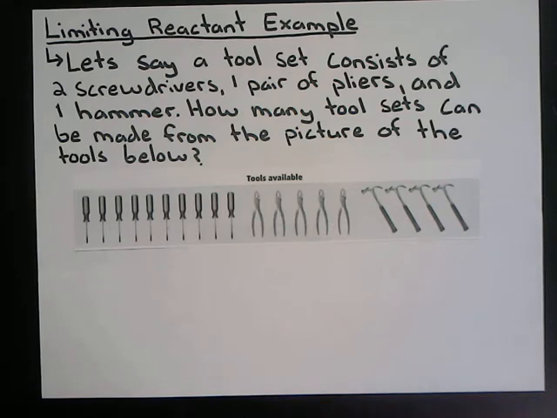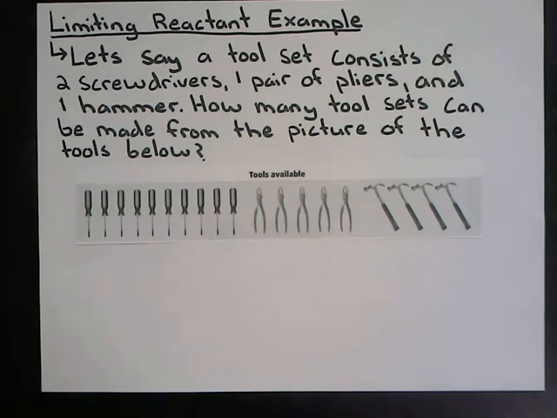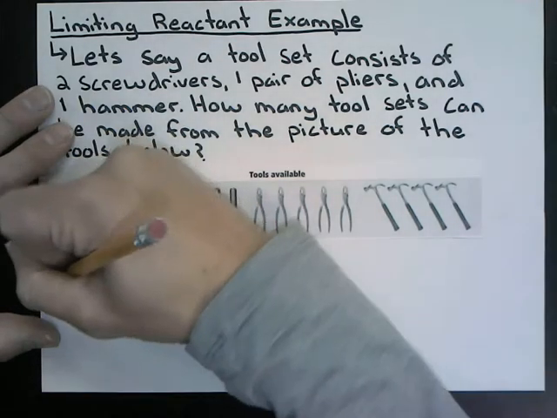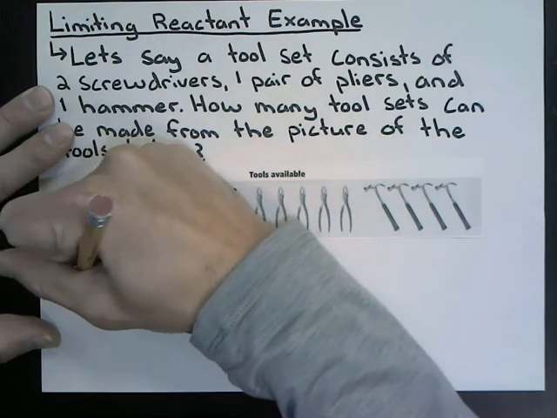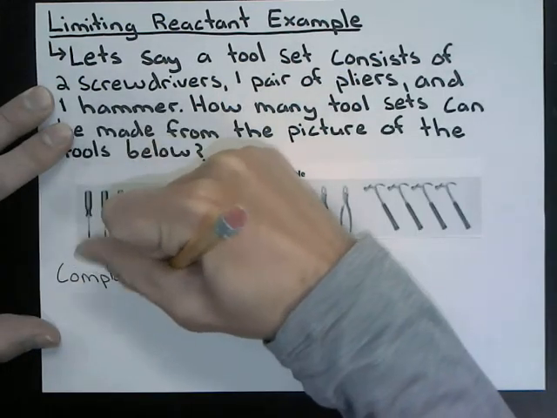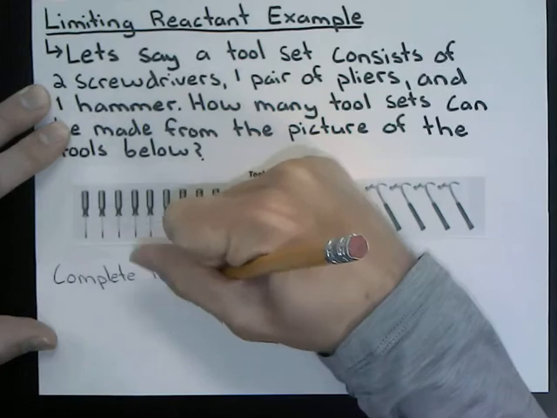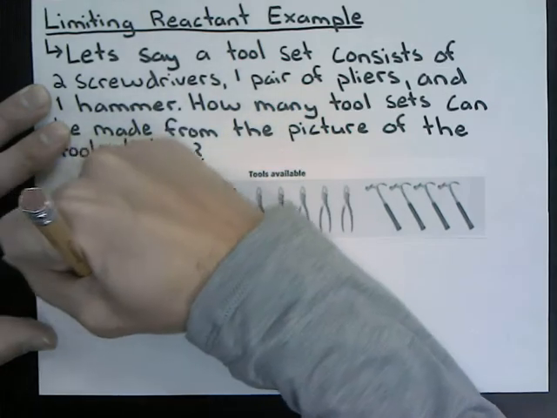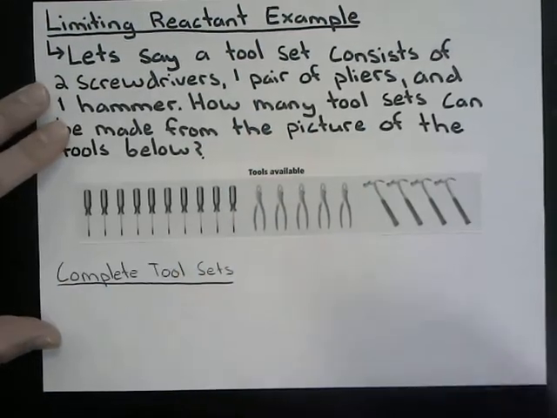So what I'm going to do is I'm just going to circle this out in my red marker, and we are going to make our tool sets. So I'm going to say right here, this is going to be my complete tool sets, and I'm just going to make a count of what these tool sets are.